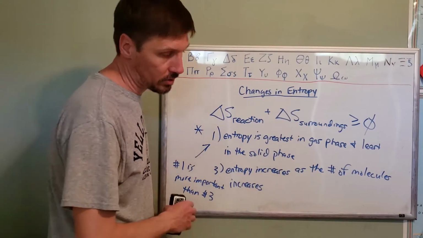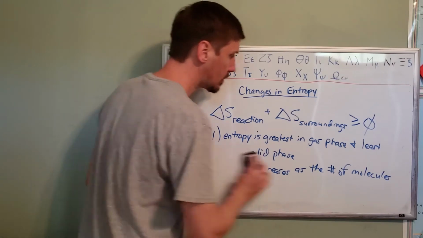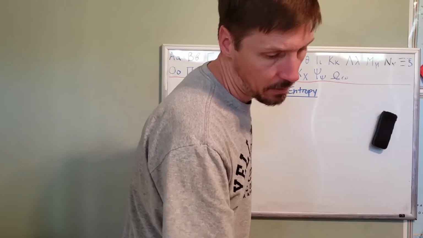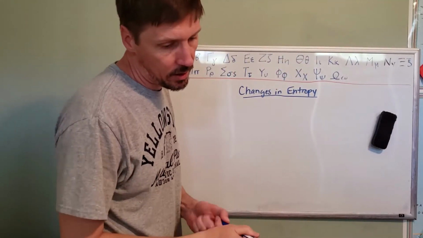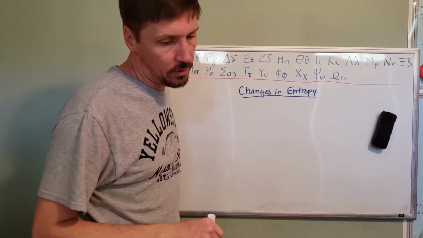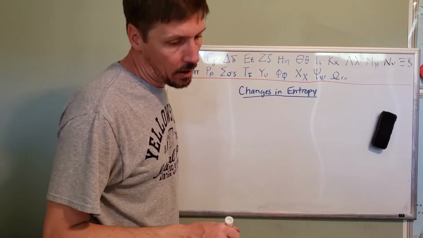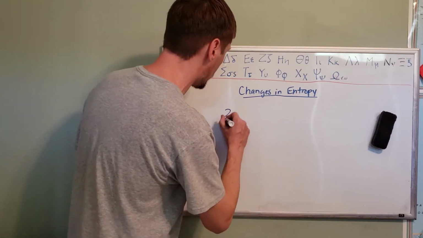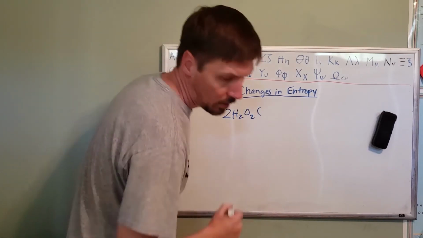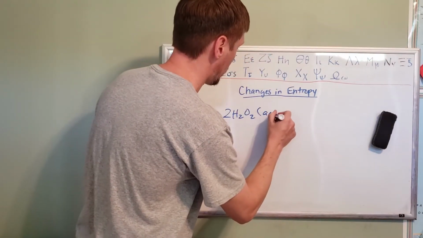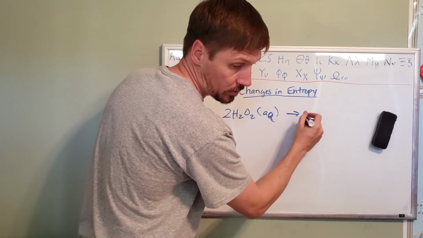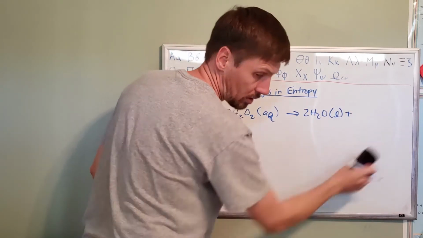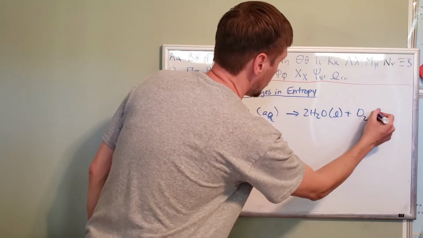There's 3 examples under example 14.5 in the book. So if we look at those, the first one says, determine the sign of change in S for the following reaction. It gives this reaction, 2H2O2 in aqueous form yields 2H2O in liquid form plus O2 in gas form.